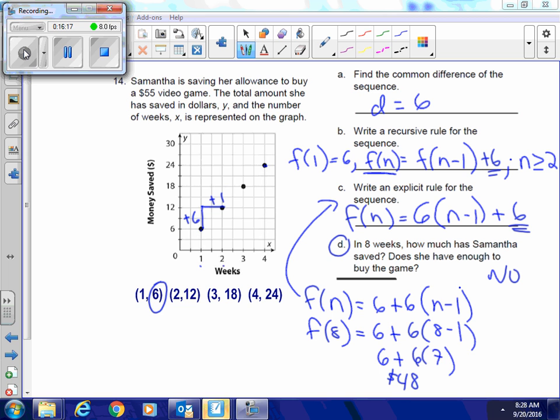So that's the end of your review. You might want to do each of these problems again and study your notes.